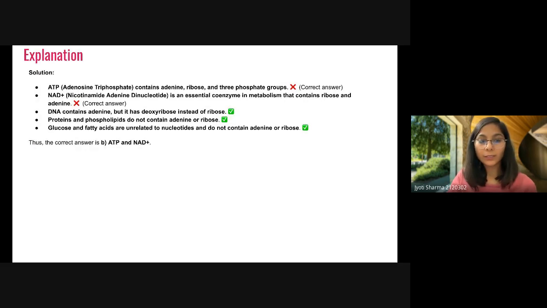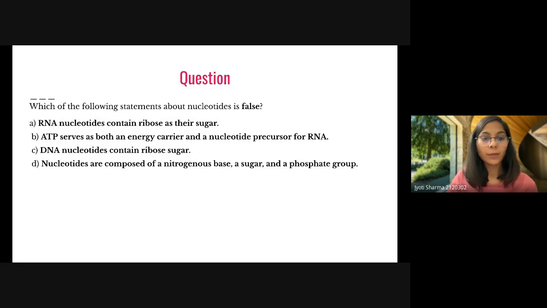So that's why answer B is the right one. Then we have: which of the following statements about nucleotide is false? Nucleotide is the backbone of your DNA. So nucleotide has sugar, phosphorus, and some amino group. So nucleotide has three things: a nitrogenous base, a phosphate group, and the sugar. So you have to tell me which statement is false.